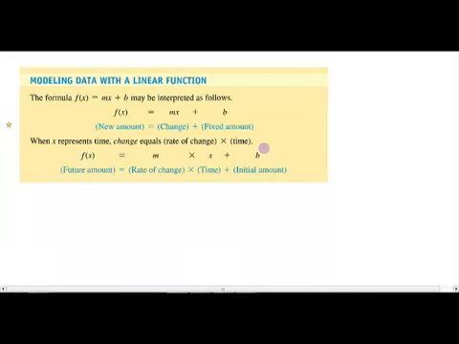When we're modeling data with a linear function, we can think of the formula f of x equals mx plus b as f of x being the new amount, m times x being the change, and b being the fixed amount. When x represents time, then change equals the rate of change times the time. Of course, b is still the initial amount, and f of x is the new amount or the future amount.